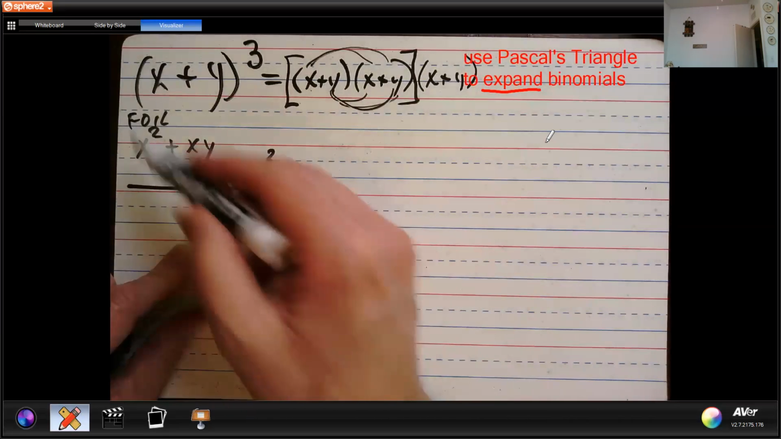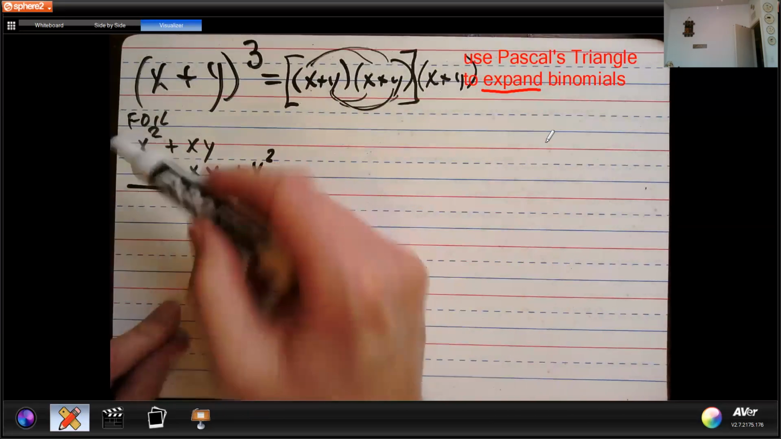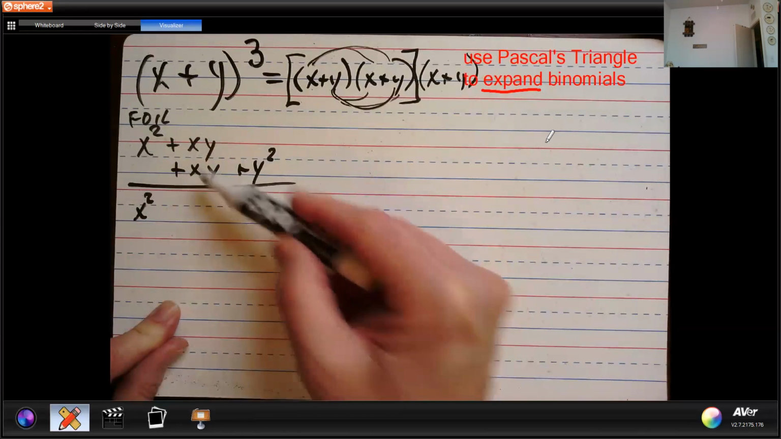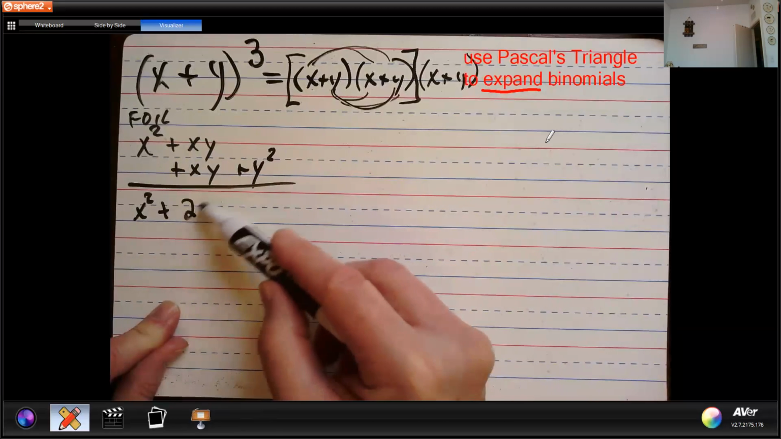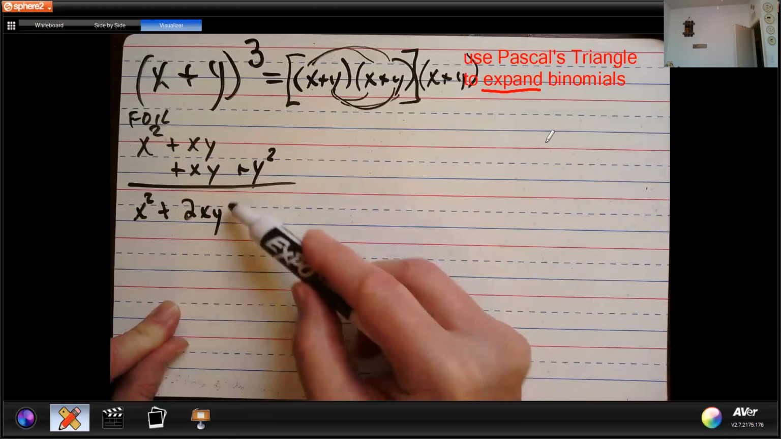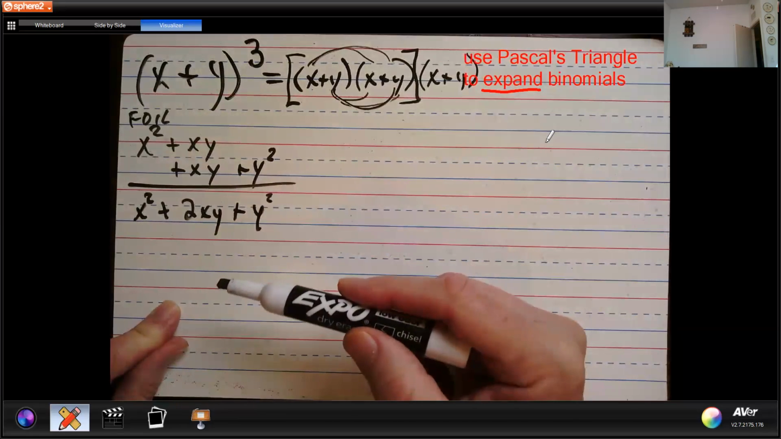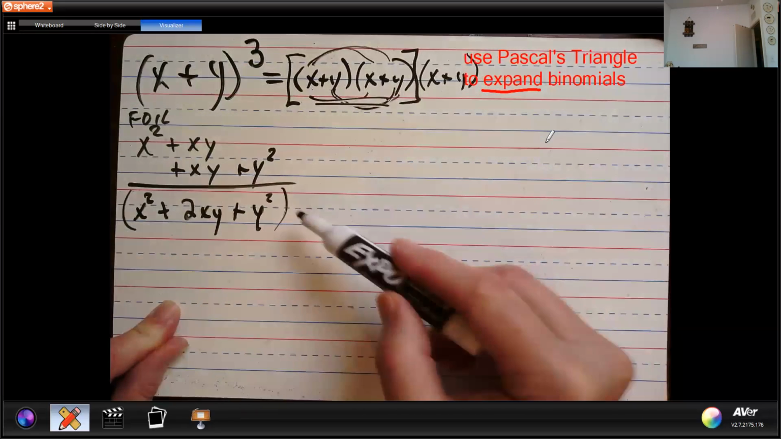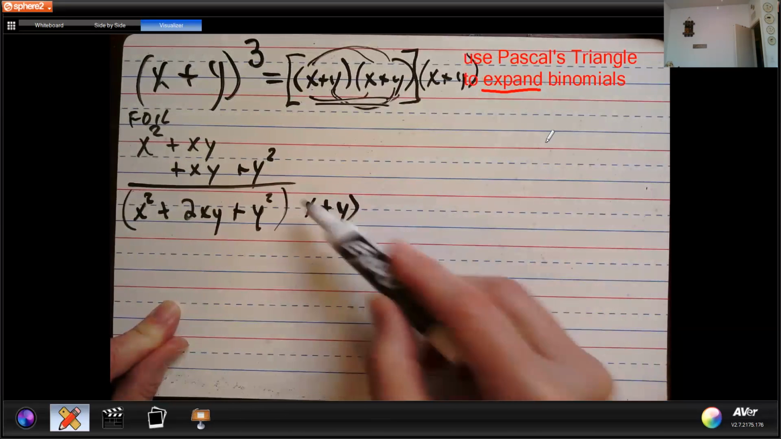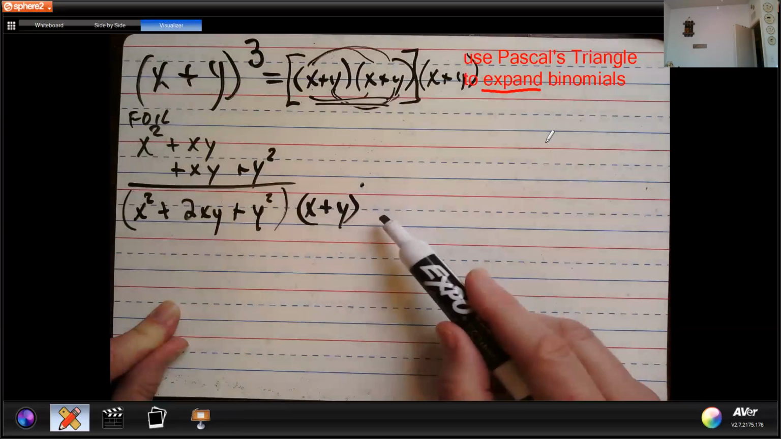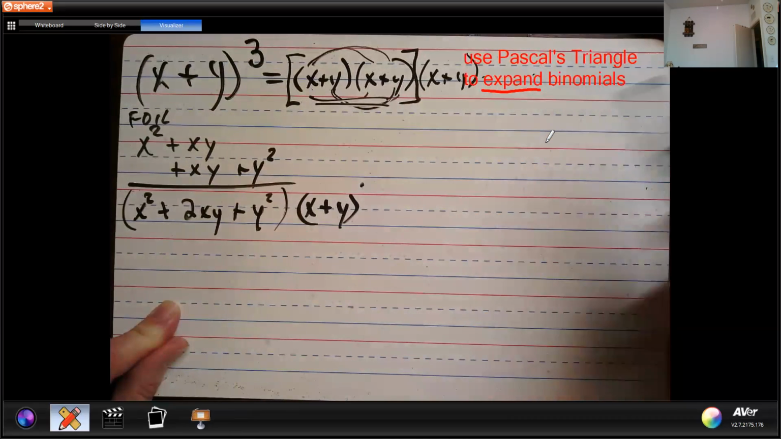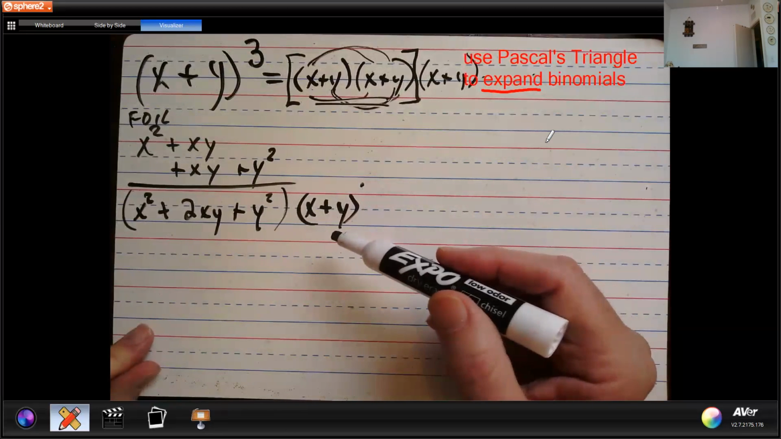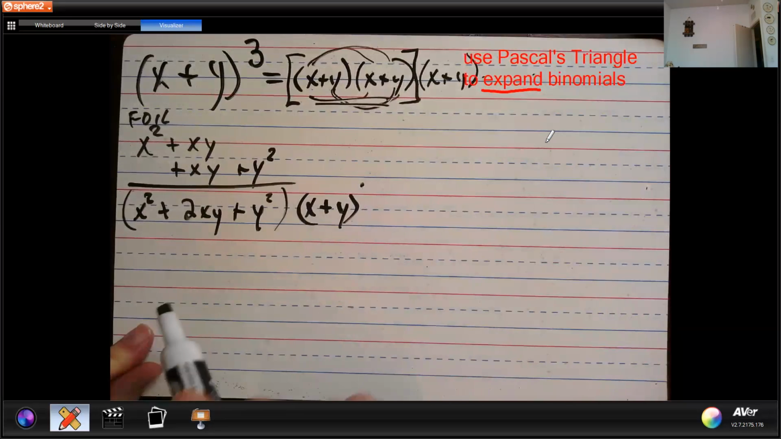Now I line them up so I can see what's the same. I can't add anything to x squared, so that's just x squared. But these are exactly the same: 1 plus 1 would be 2xy, plus another y squared. Now, we only did 2 of them. I still have another one, so I have to do it again, right? Imagine if I had 2 more or 3 more or 4 more.